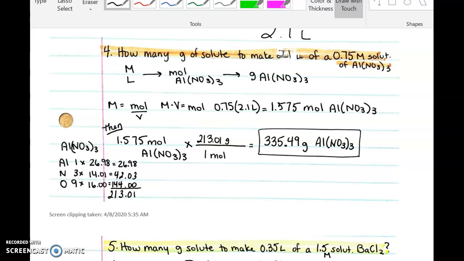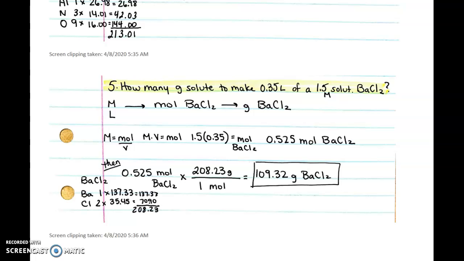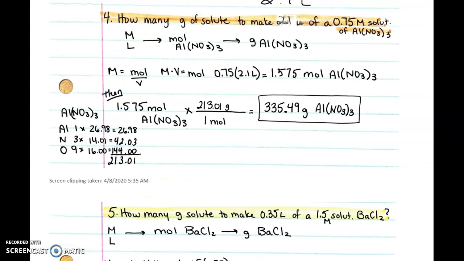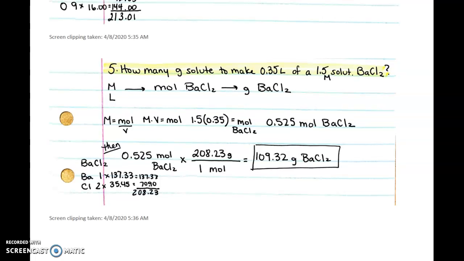Okay. And 5 is the same as 4. Same thing. Given molarity and liters, you're trying to find moles, then you have to go to grams. So you do your equation first, plug it in, find the moles, then you change the moles to grams using your formula weight, and you get your answer.